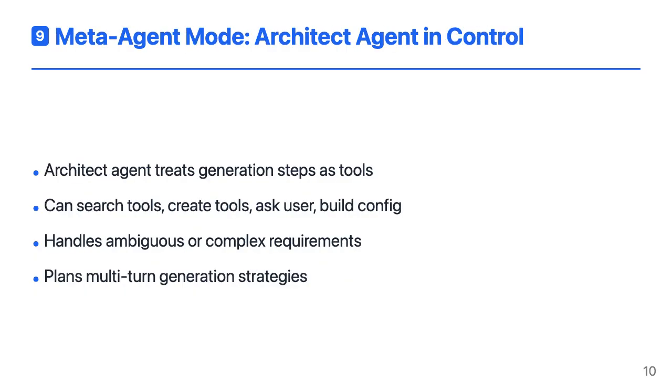Meta-agent mode is designed for messy, real-world requests that don't fit a rigid pipeline. Here, an architect agent is given a set of meta tools. It can search the tool library, create new tools, ask the user follow-up questions, and finally create the agent configuration. It dynamically decides when to clarify requirements, when to reuse existing tools, and when to synthesize new ones. The result is a more flexible, interactive generation process that can handle complex or underspecified tasks.